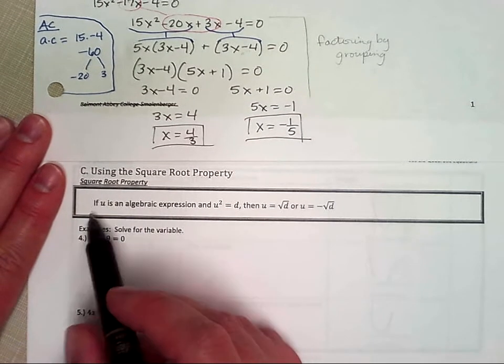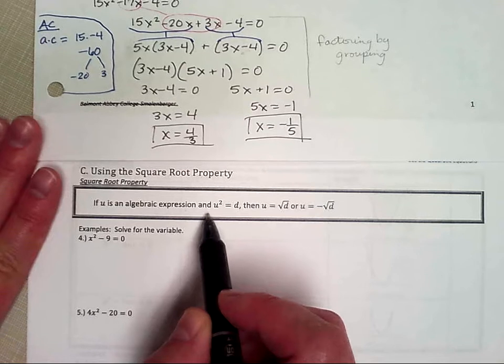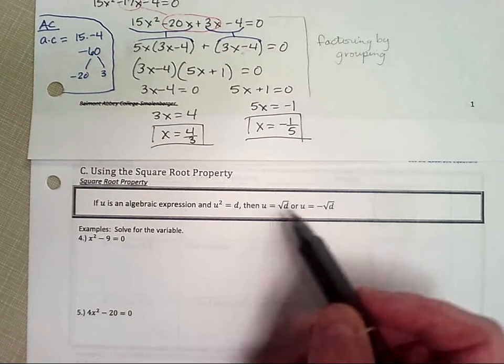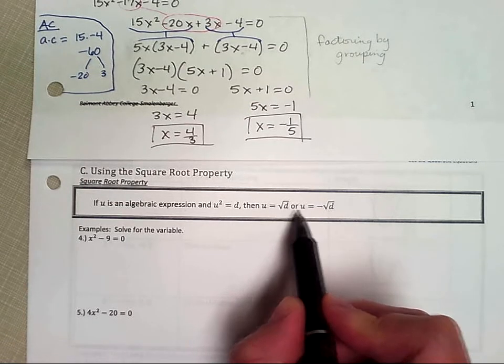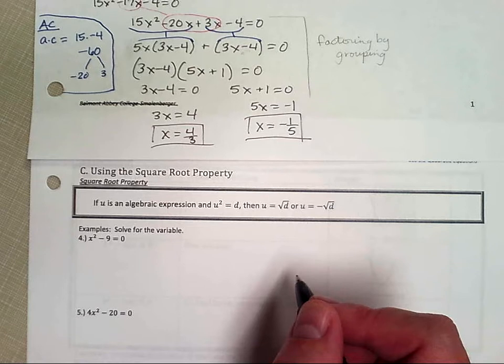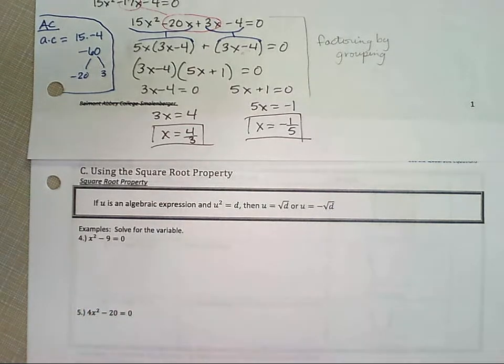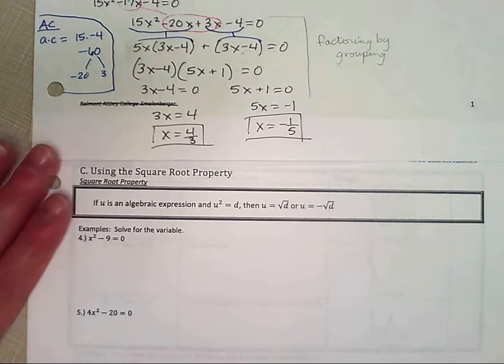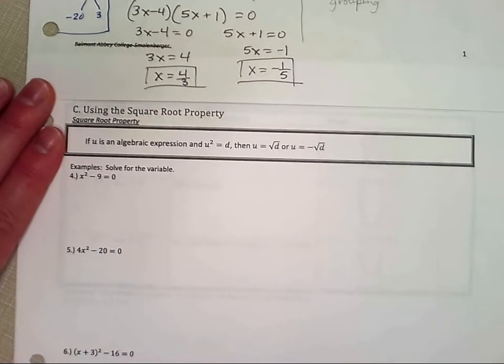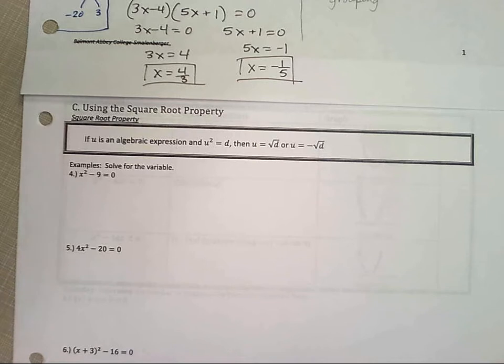So now we're going to use the square root property. The square root property: if u is an algebraic expression and u squared equals d, then u equals plus or minus the square root of d. This is a little simpler because I have perfect squares, and I can just take the square root instead of doing the factoring stuff and all of that.